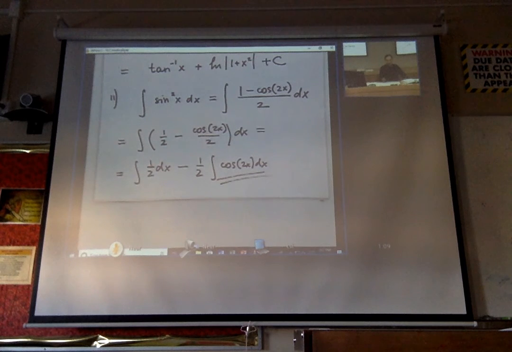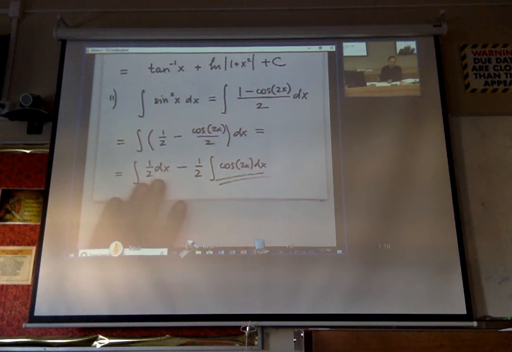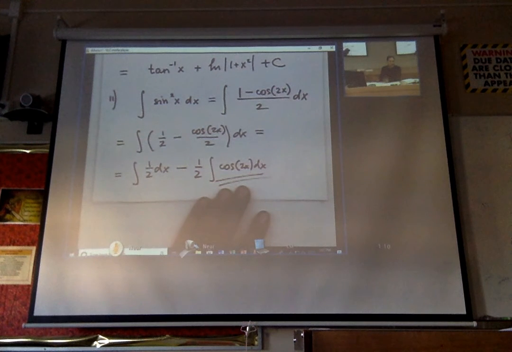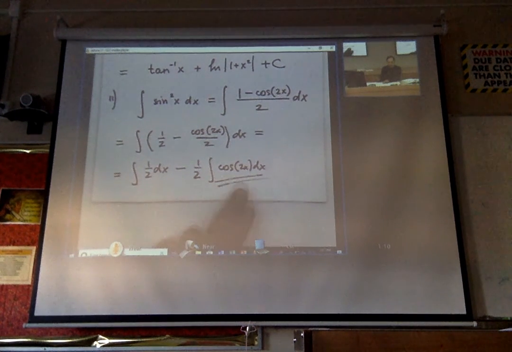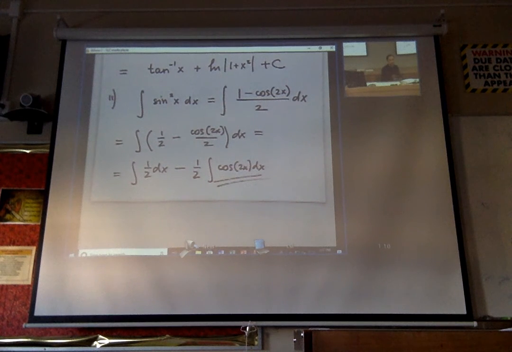But as you see, I have to use a special identity to split this. This one is easy. It will be 1 over 2 x as the antiderivative. And here's also an easy one, but I'm talking about substitution. Substitution here will be u equals 2x. And that's how we finish it. So substitution is involved, but we cannot apply it right away because we don't see it. First we have to simplify using an identity and then finish it.